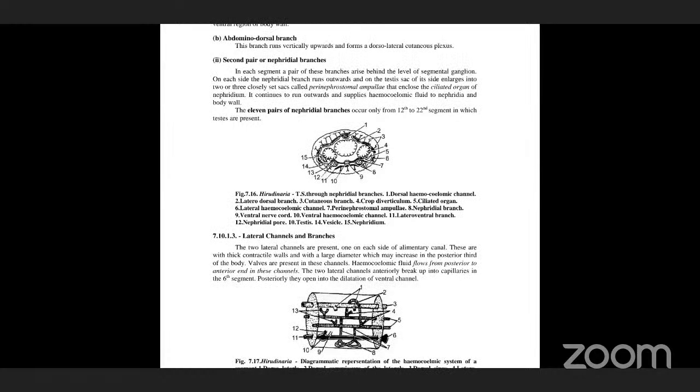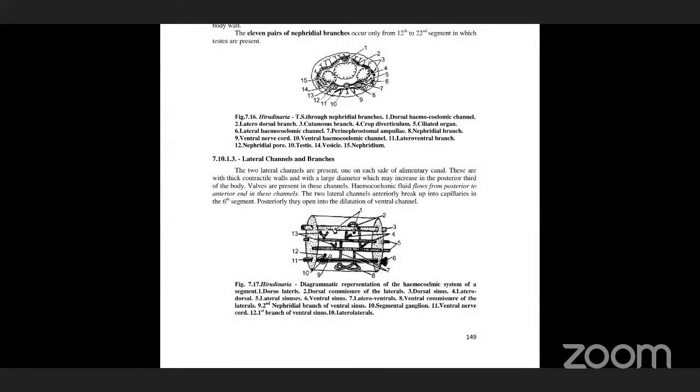And the nephridial branches are present on segments 12 to 22, there are 11 pairs of nephridial branches. Mainly they are involved in the excretion part. Then lateral channels and branches. Here there are two lateral channels present on each side of the alimentary canal, and hemocoelomic fluid flows from the posterior to anterior end through these channels.